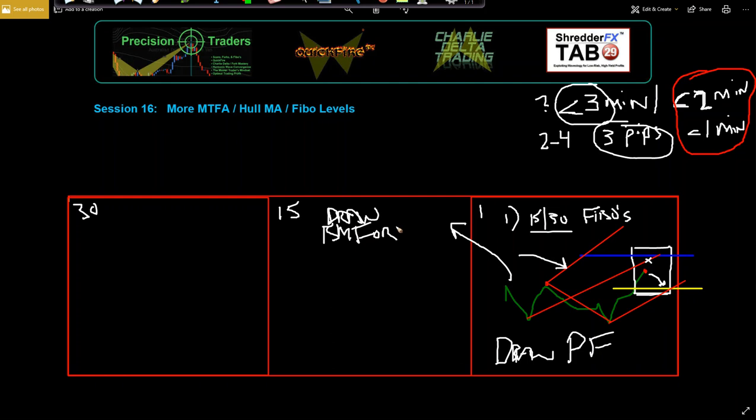Once you have them drawn, go back to your 1-minute chart and change the visibility so it shows up on your 15-minute chart.